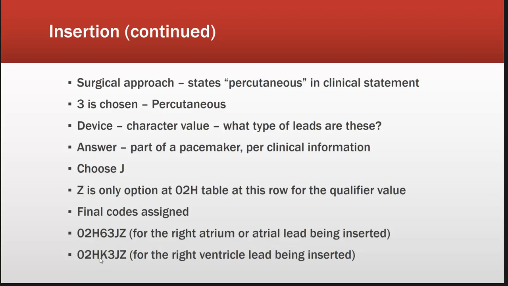So you have 2 codes for the insertion. You have 02H63JZ for the right atrium and 02HK3JZ for the right ventricle. The codes are very similar, but they're not exactly the same because the body part value at that table is distinct for right atrium and right ventricle.